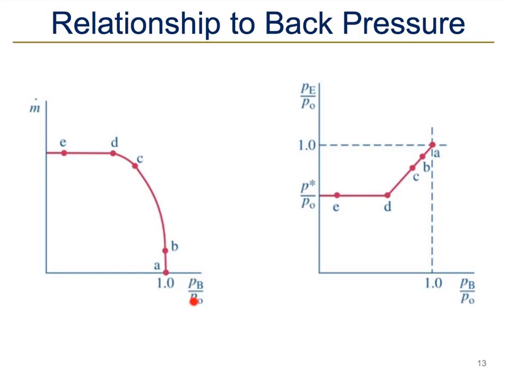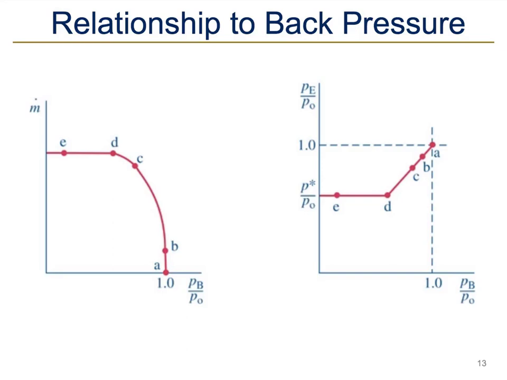All right, so when the back pressure is equal to the initial pressure, we're at a value of 1. And if that's the case, the back pressure is the same as the inlet pressure, right? There's no flow. So that's why the mass flow rate is 0 for case A.